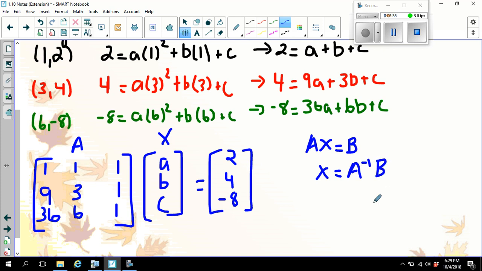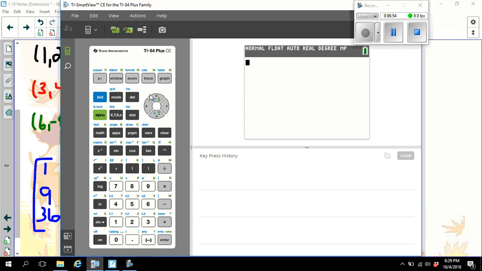So this is where you need to use your graphing calculator, because we will have to plug our A matrix and our B matrix into the graphing calculator. So I'm going to go ahead and do that. Remember, if I'm going too fast, pause the video so you can get all this written down. Okay, so let's plug this into our calculator.